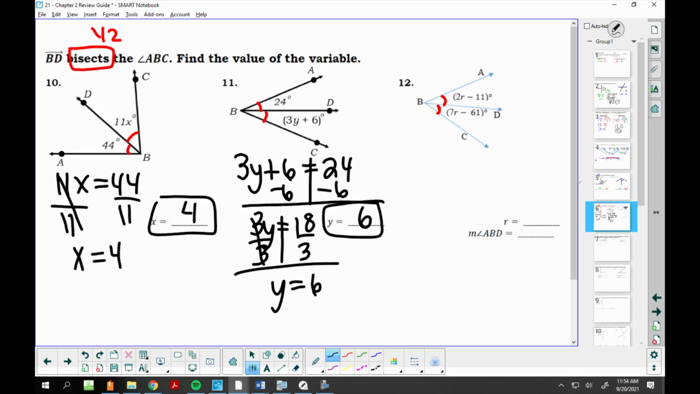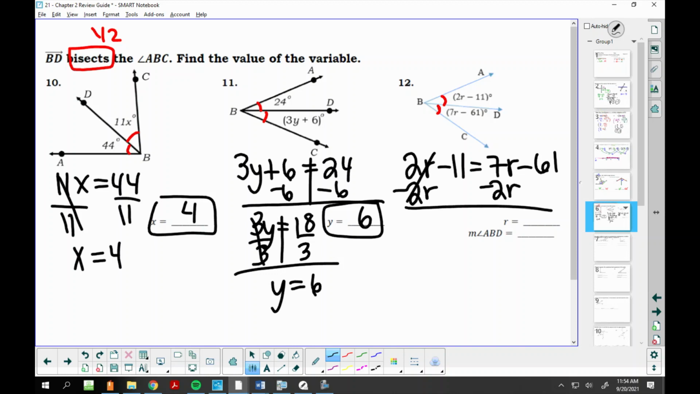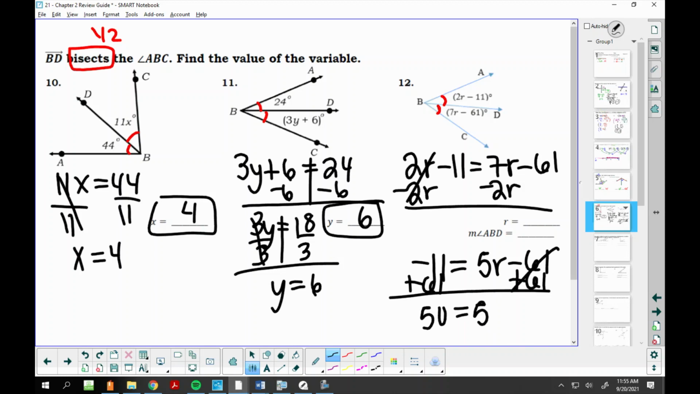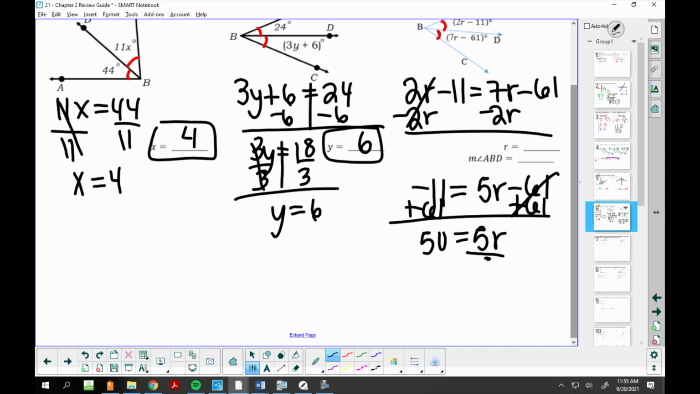And the last one. 2r minus 11 equals 7r minus 61. What side do we want to put our variables on? It doesn't matter. I'm going to put them on the right side because I like to keep my variable terms positive. So I have negative 11 equals 5r minus 61. Then we're going to add 61 to both sides. So 61 minus 11 is 50. 50 equals 5r. Divide both sides by 5, and we get 10 equals r.